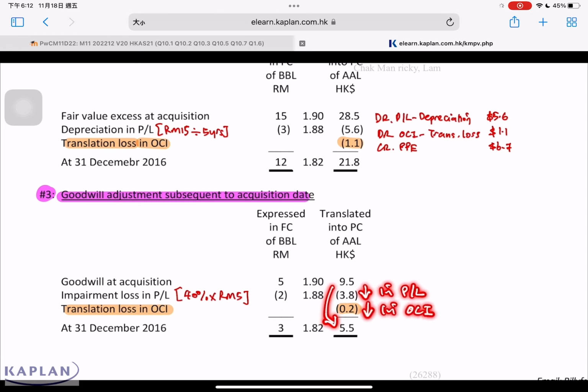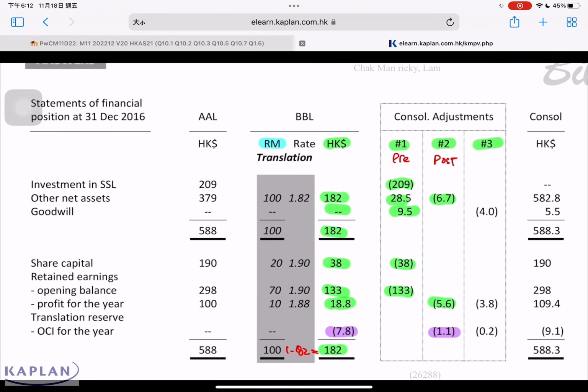Translation loss goes to OCI. This is a loss; next year may be a gain or loss. These differences will be put in OCI. Put this adjustment in our worksheet. There should be an impairment loss to P&L of 3.8, the translation loss is 0.2, and goodwill is adjusted down by 4.